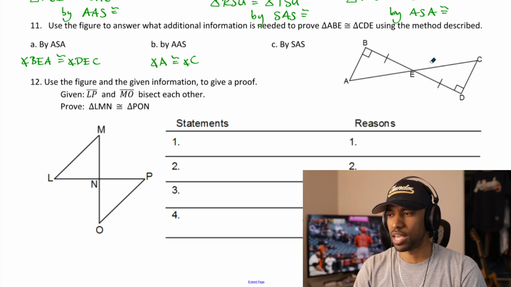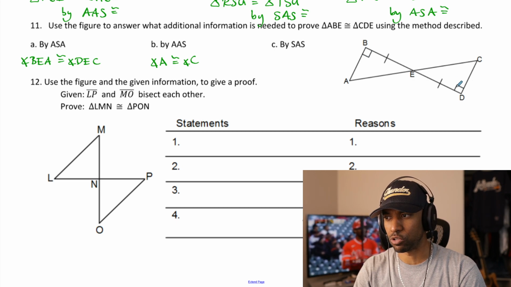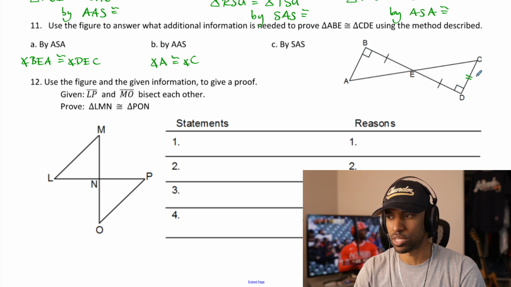Last one, side angle side. For this one, the congruent angle needs to be in between, and I assume they're talking about the right angles, which are already congruent. That means these two sides would have to be congruent.